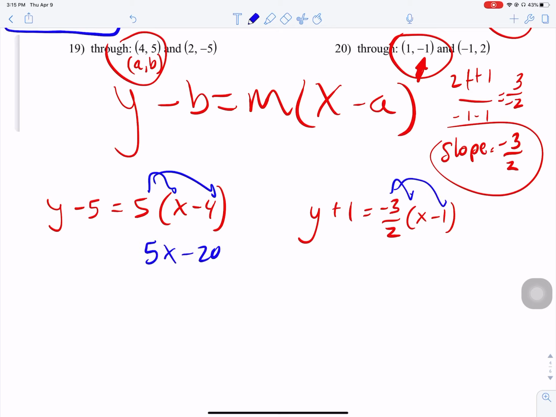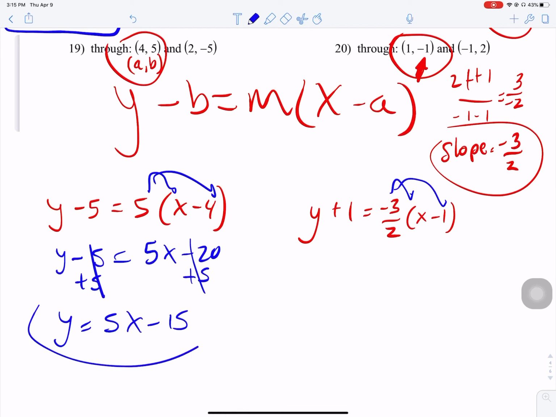5x minus 20. Y minus 5 equals 5x minus 20. Add 5 to both sides. So that's going to be y equals 5x minus 15. That is what we had before I erased it. See how we went backwards to it?